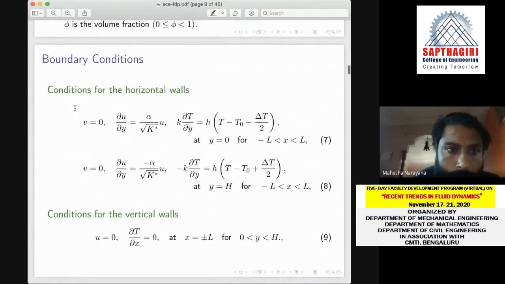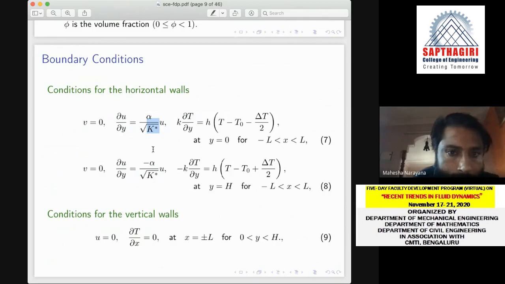Now coming to boundary conditions, since the upper horizontal boundary and the lower horizontal boundary are exchanging fluid with the surroundings, the boundary conditions are modeled using what is called the Beavers-Joseph condition, which states that the velocity gradient at the plate will be proportional to the velocity itself. The parameter alpha is characterized by the structure of the porous medium, and K star is the permeability of the tightly packed porous medium.